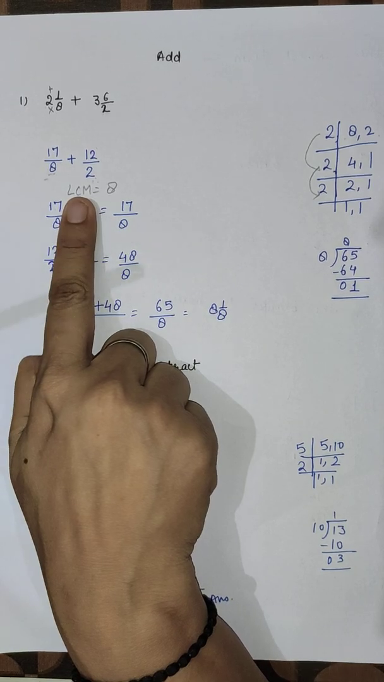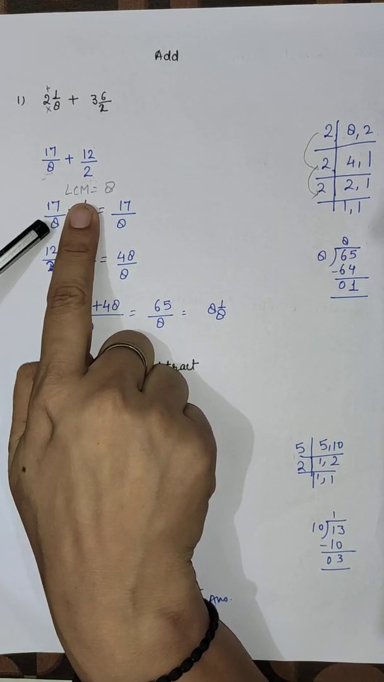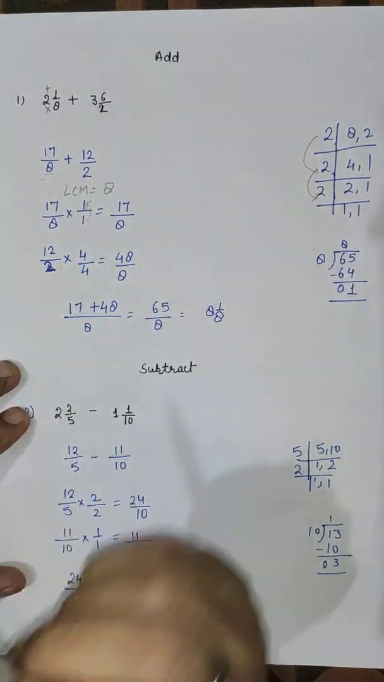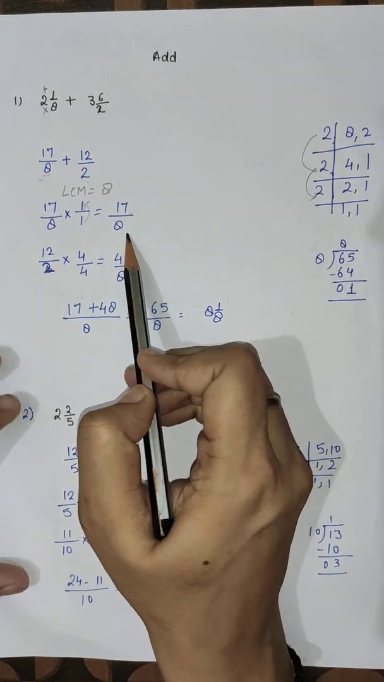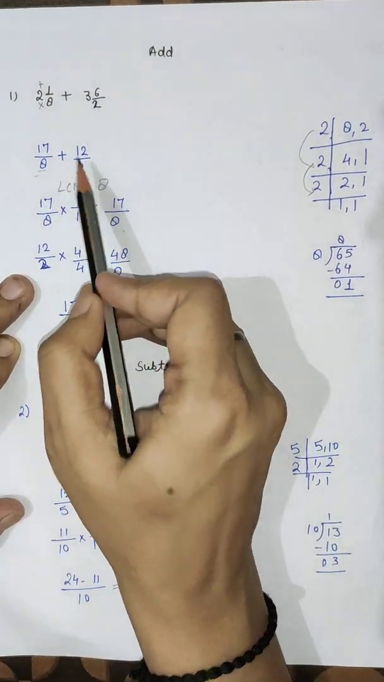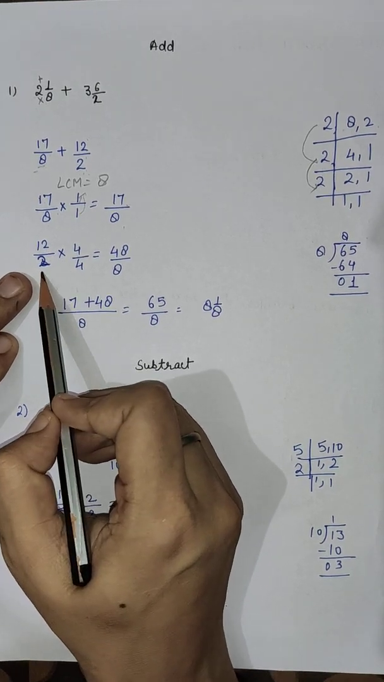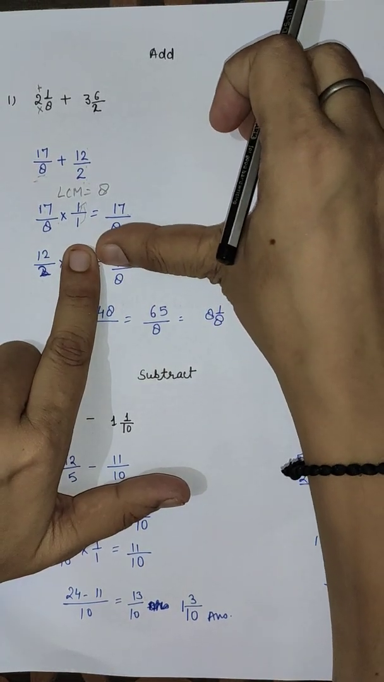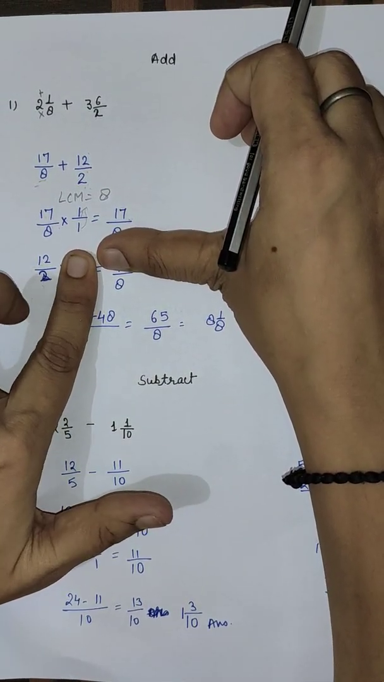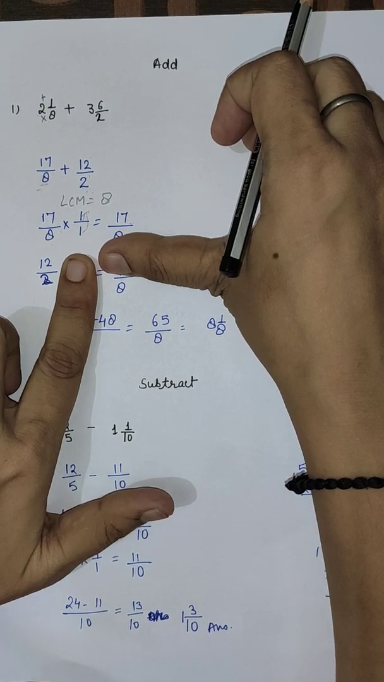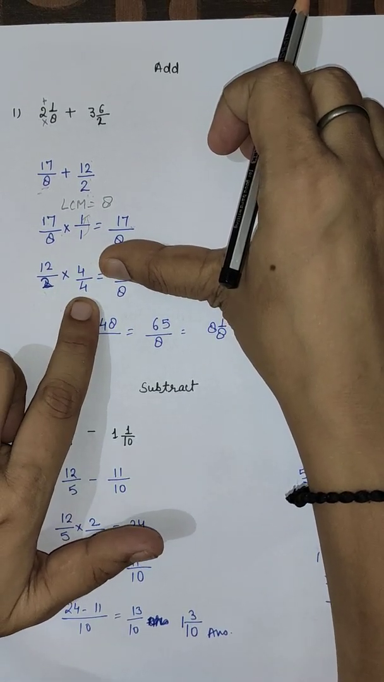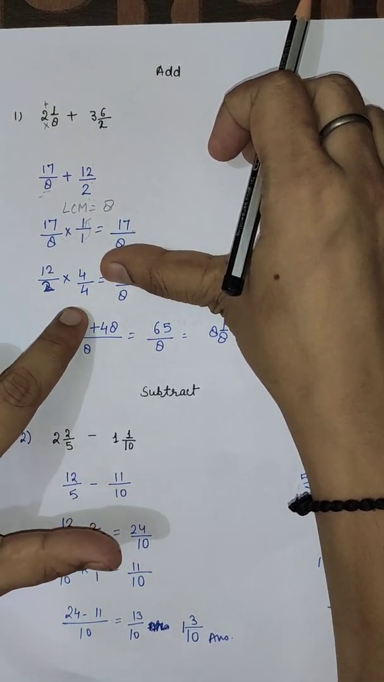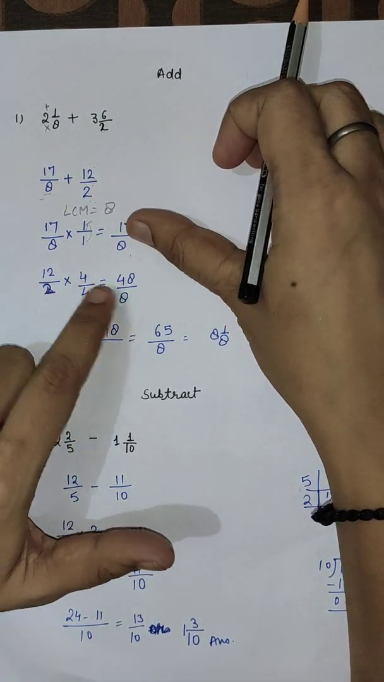So here 17 by 8 is multiplied by what to get 8 here? 8 1s are 8. If we multiply by 1 here, then on the numerator we will again multiply by 1. So the answer will be 17 by 8. Now here 12 by 2, this fraction 12 by 2. So we have to multiply 2 by which digit to get 8? 2 4s are 8. If we multiplied the denominator by 4, we will multiply the numerator by 4 also. Then the answer is 4 by 4. Then 2 4s are 8 and 12 4s are 48.